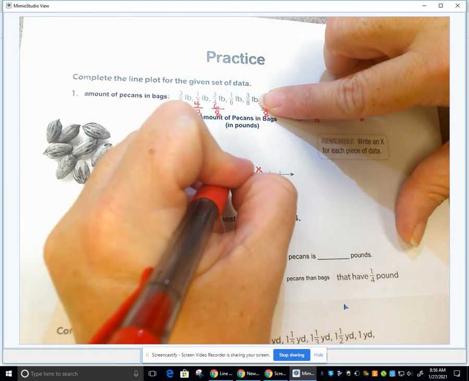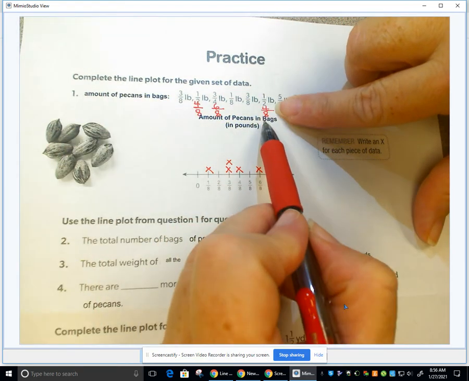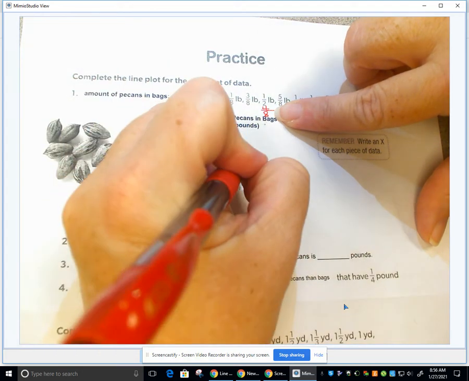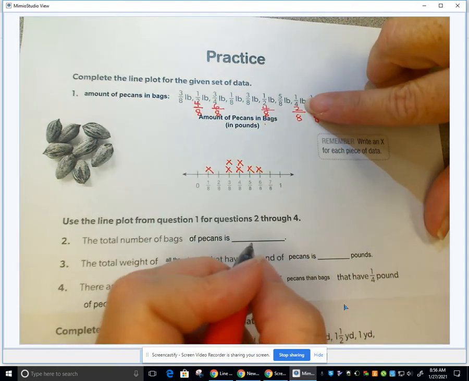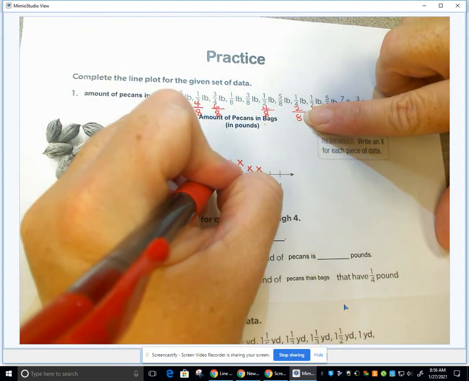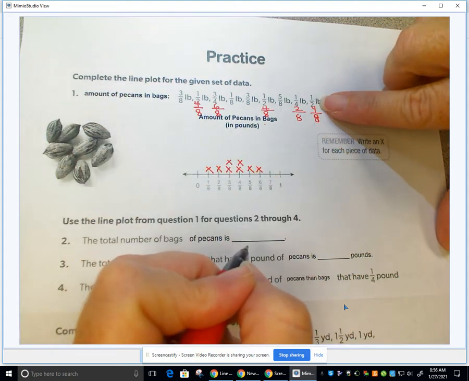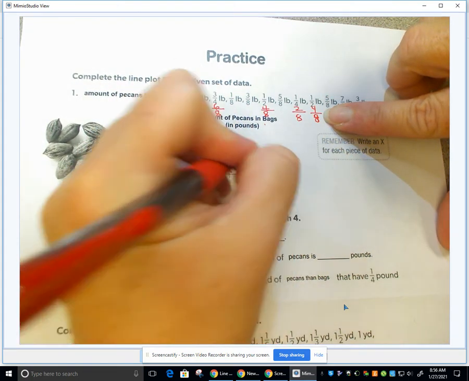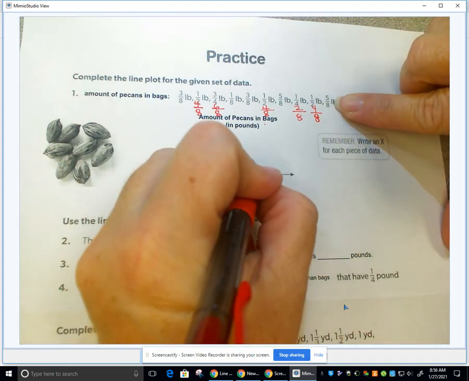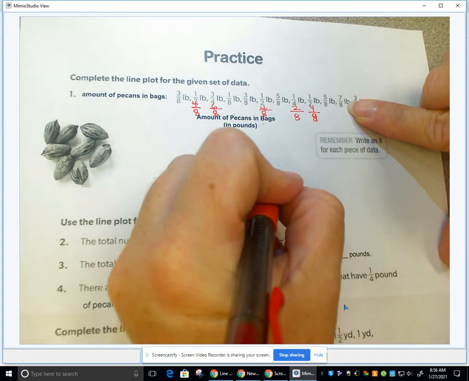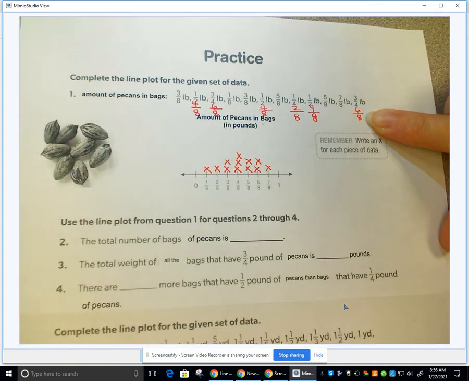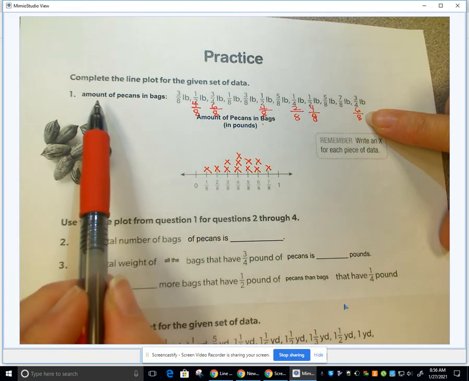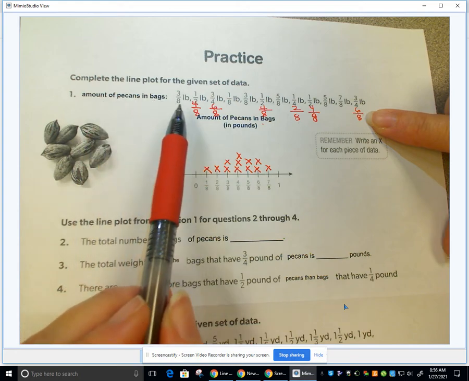3/8, put another X there. 1/2 will be 4/8, put an X. 5/8, plot it there. 1/4 will be 2/8. 1/2 will be 4/8. 5/8 I'll plot. 7/8. 3/4 will be 6/8. Now this one, it shows me the amount of pecans in bags.